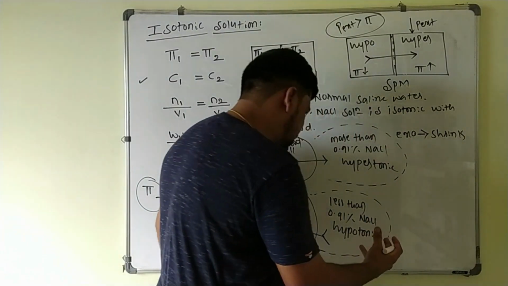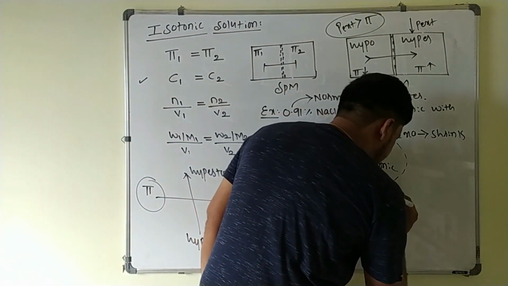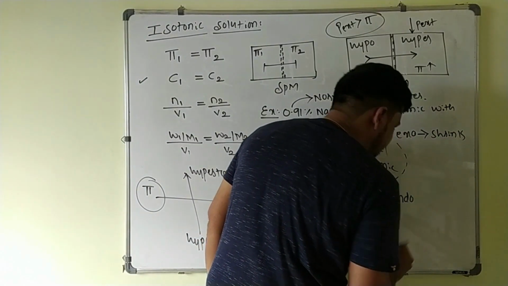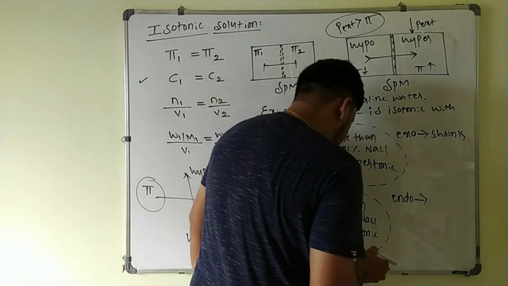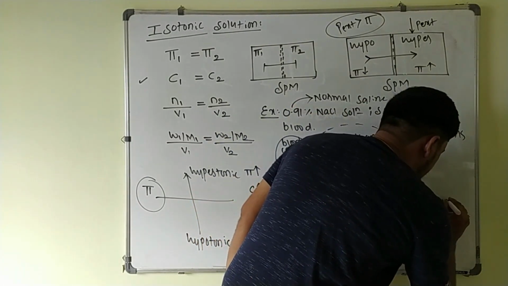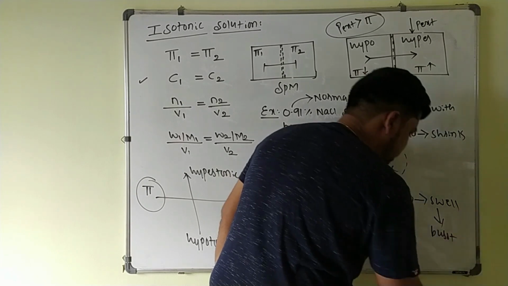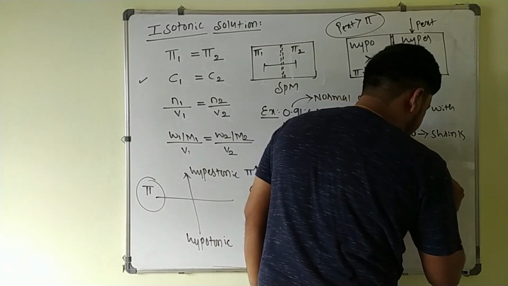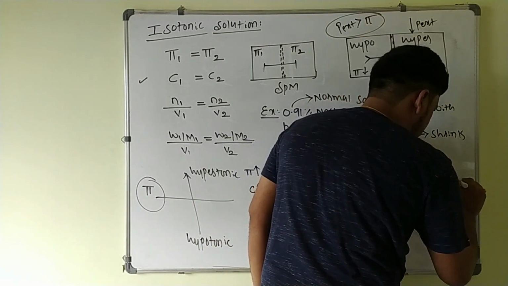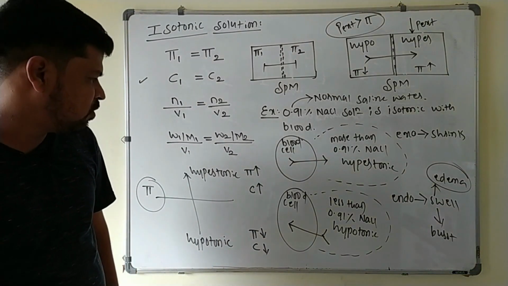The movement of water molecules into the blood cell is called what? Endoosmosis. Endo means water molecules are coming inside here. Endoosmosis takes place. Then these blood cells will start swelling and ultimately they will burst here. This swelling of the blood cell is called edema. This is called what? Edema. Okay, this is about hypotonic solutions.